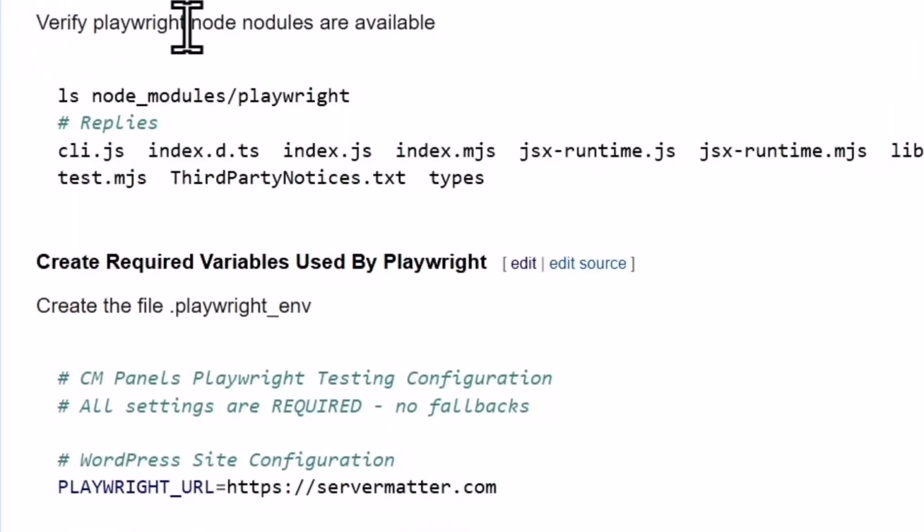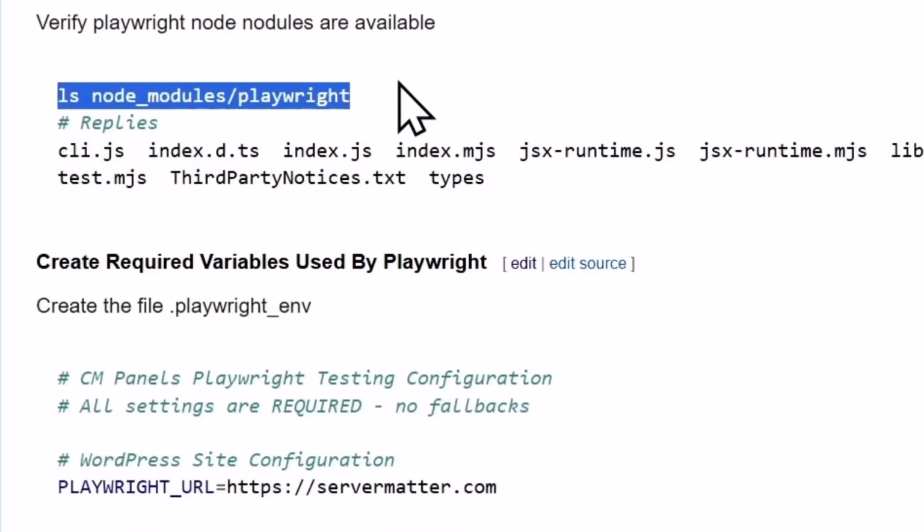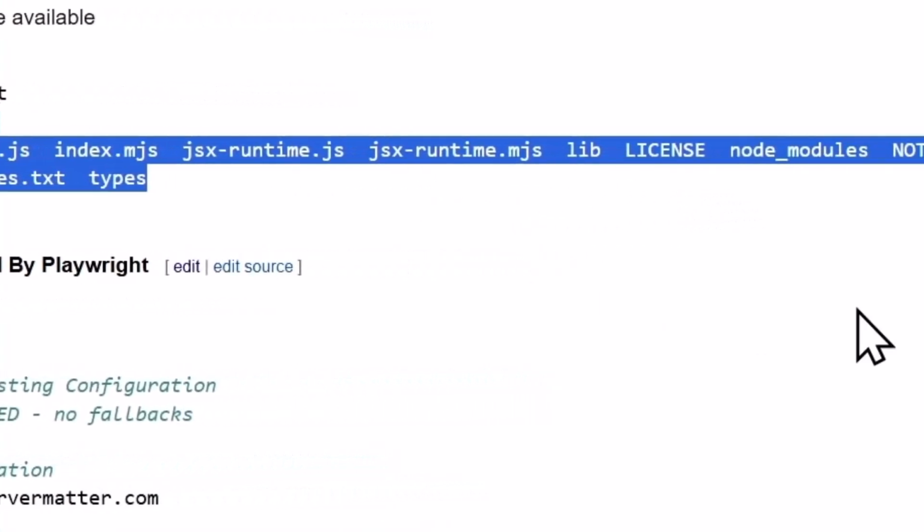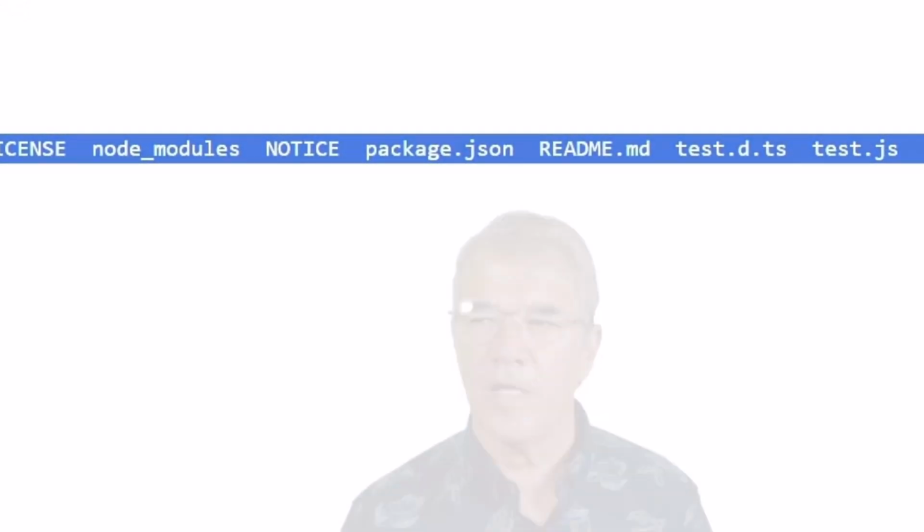We're going to verify the node modules are installed. If you look at this directory right here, ls node_modules/playwright, it should show you the files indicating that that was installed correctly.